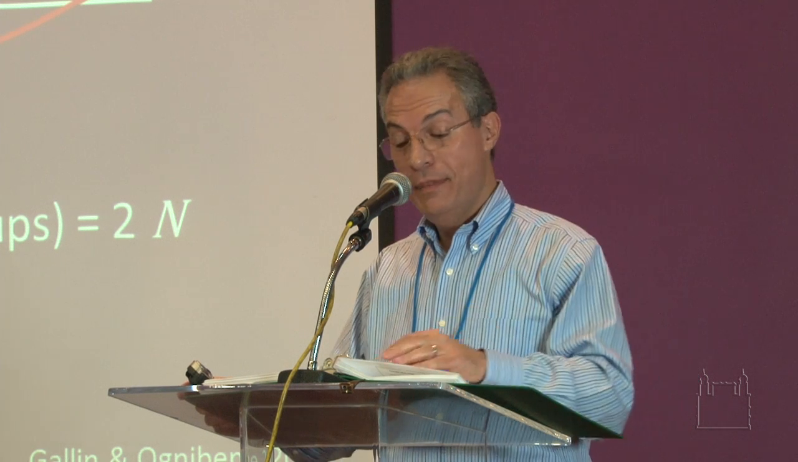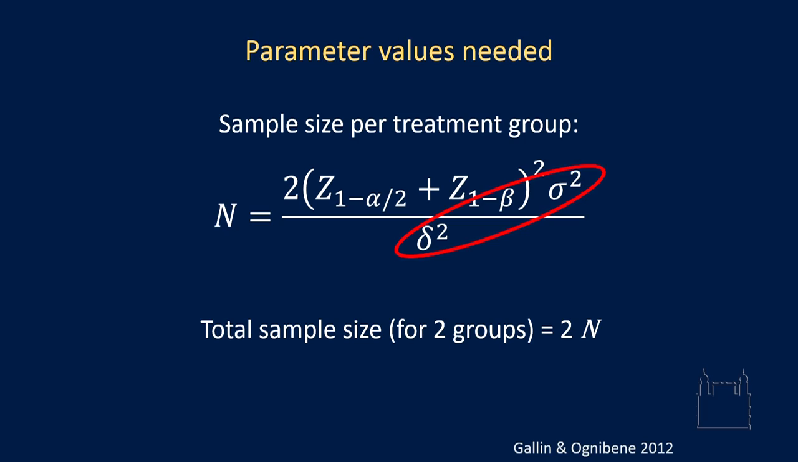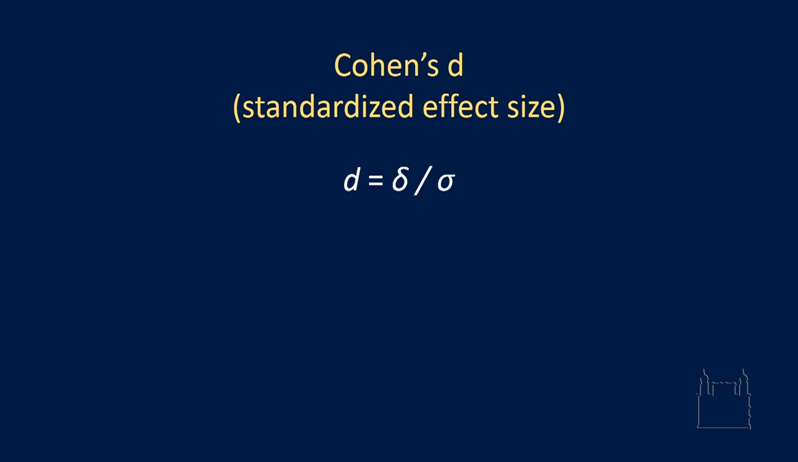Then there is a kind of a shortcut. I don't particularly like it, but it's done. So we say, well, I'm not sure about the clinically meaningful difference, and I'm certainly not sure about the variability. So what I'm going to do is combine the two. How do you combine the two? You take the difference divided by the standard deviation. It actually solves two problems in one.